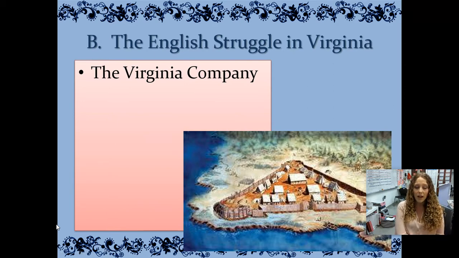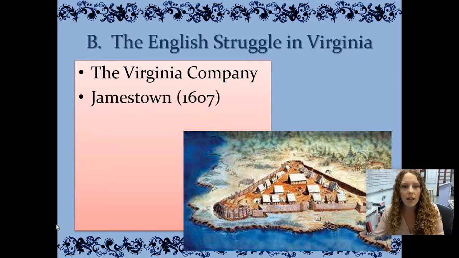Roanoke did not survive. So England, several more years passed. Queen Elizabeth I dies, and it is under her successor, James I, that England decides to try again. This time, it will not be led by a single person, Sir Walter Raleigh, but by a joint stock company, in this case, the Virginia Company. So the Virginia Company wants to try again. Let's see if we can make this work a second time.